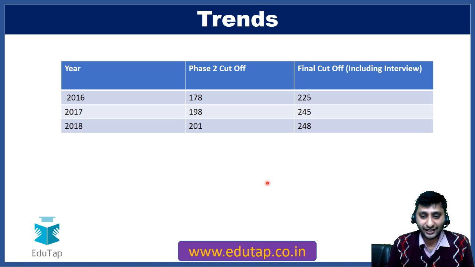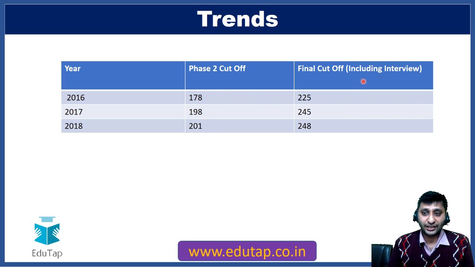And if we see the trends, now this is important to understand what the trends have been. If we see the marks that people have got in 16, 17 and 18, the cutoffs for phase 2 in 2016 was 178, in 2017 198 and in 2018 around 201. This is approximate, that I have taken. These are not the exact numbers. I have rounded them off to the nearest integer.